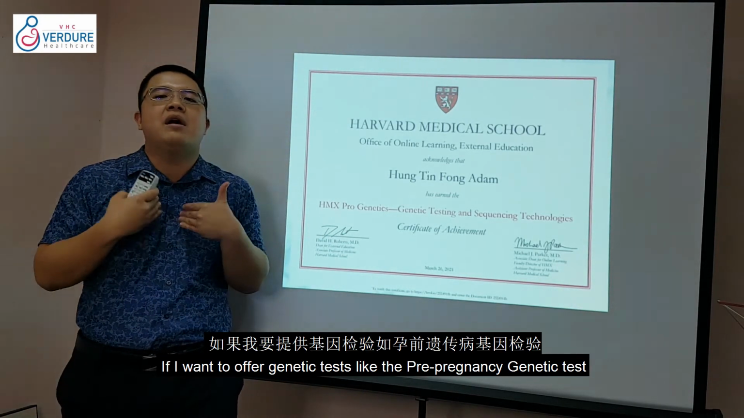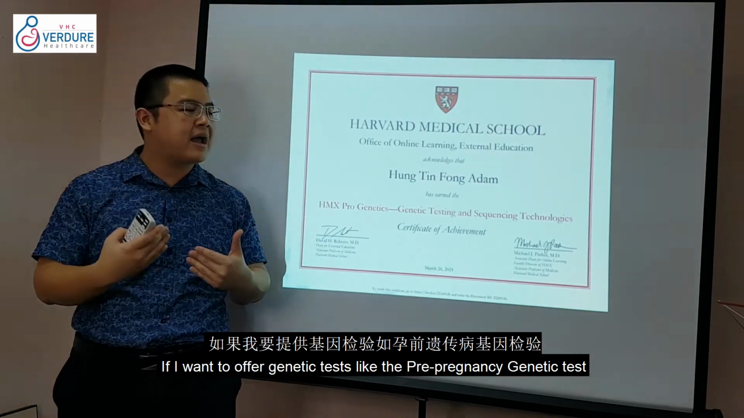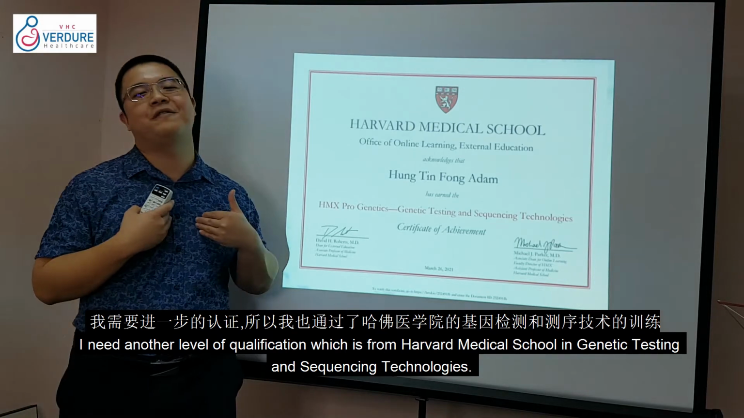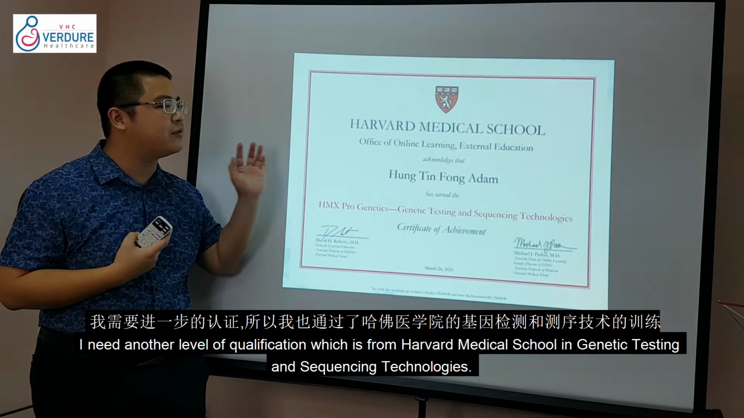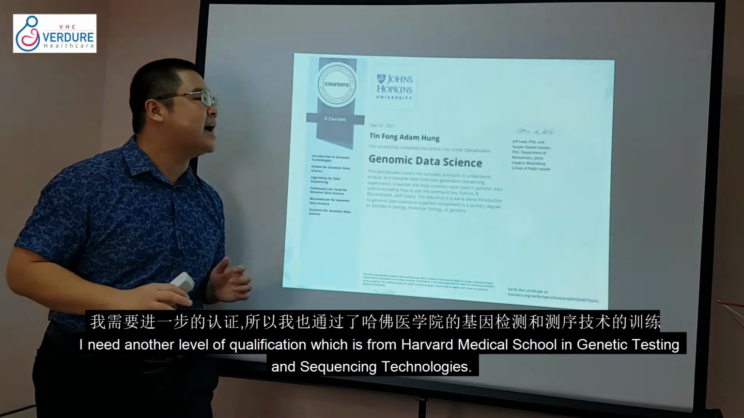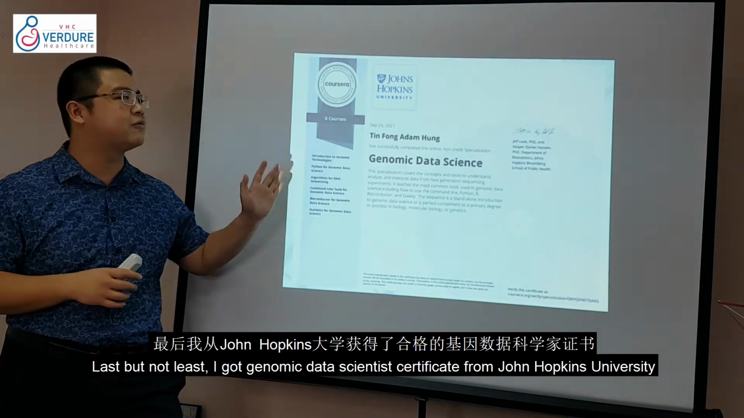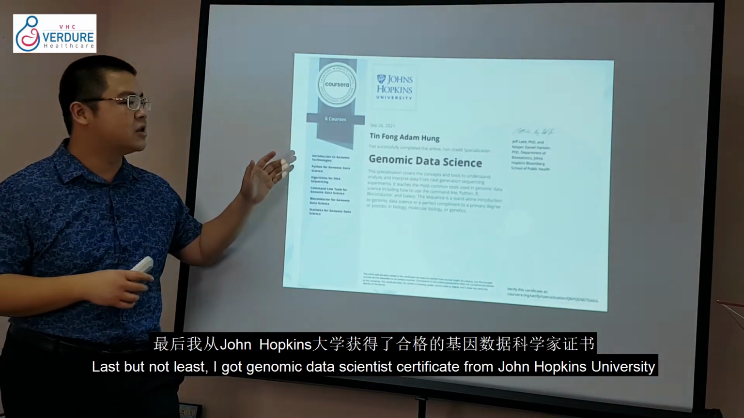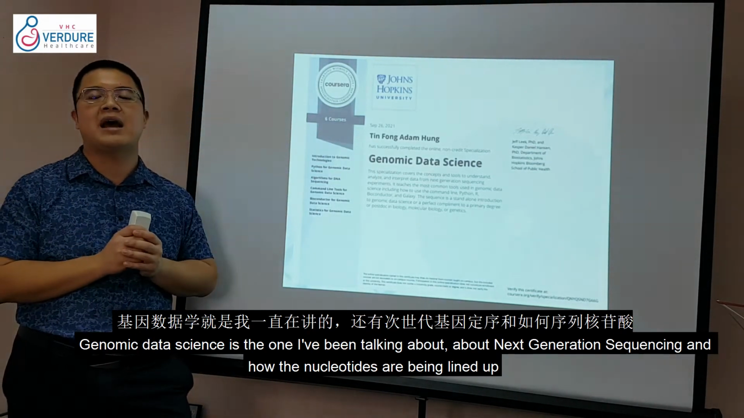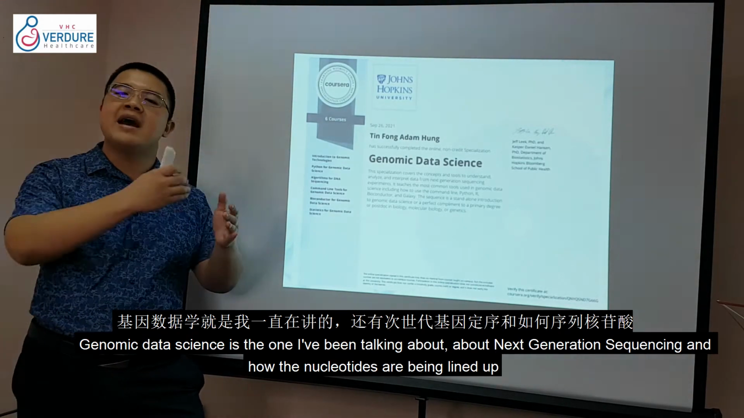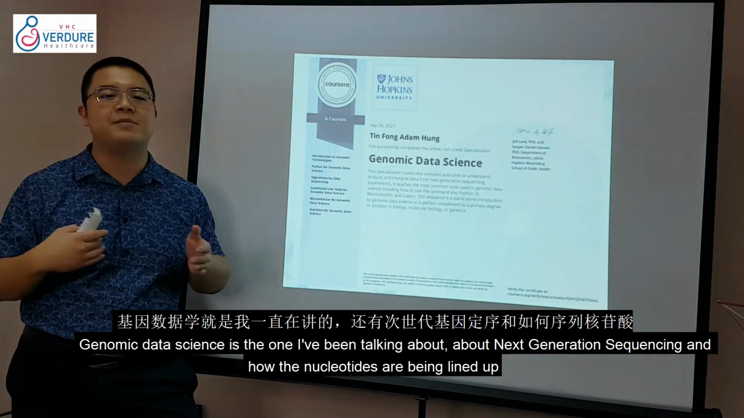But if I want to offer you genetic tests, just like the pre-pregnancy DNA screening, I have to get another qualification, which is in genetic testing and sequencing technology. I received this one from Harvard Medical School. And last but not least, my data scientist certification is from Johns Hopkins University, in genomic data science. This is the one that I've been talking about just now, about next generation sequencing and how the nucleotides of GCAT have been lined up.